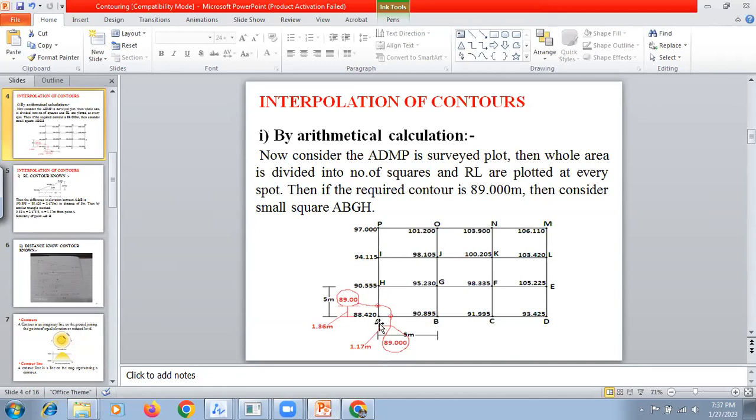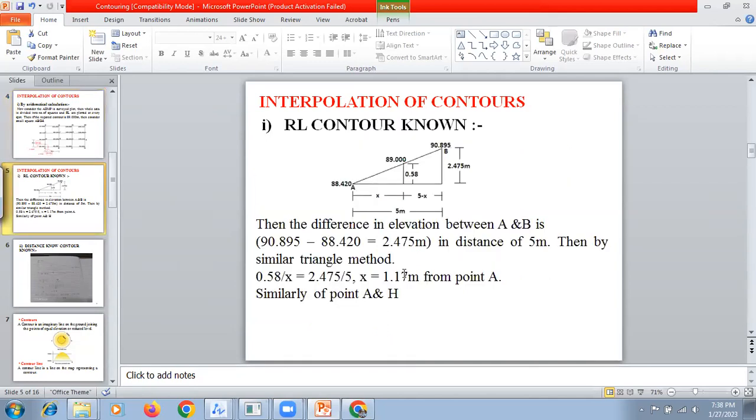So how can that be calculated? One example is given here, interpolation. Here the 88.42 point is marked. The next point at B, 90.89, is marked. First we have to find out the difference between these two. That is calculated: 90.895 minus 88.42 is equal to 2.475. Now I don't know where that particular 89 point will be, so I have marked it as X. That I have to find out.